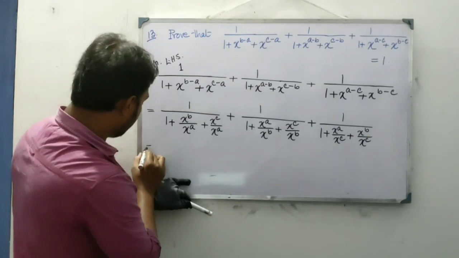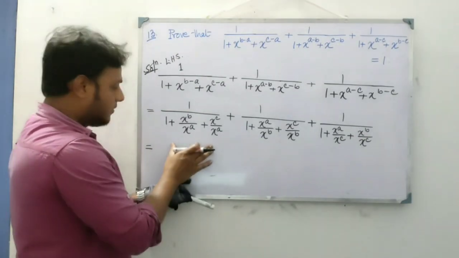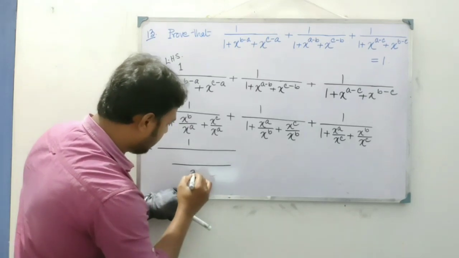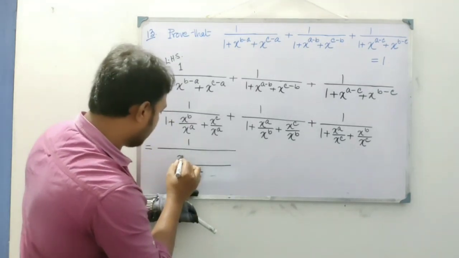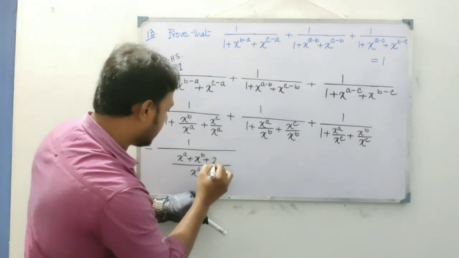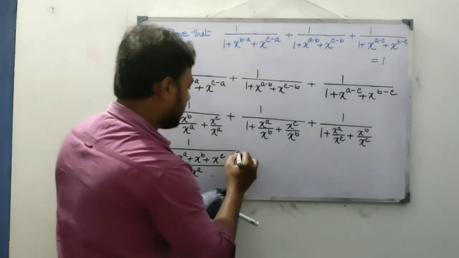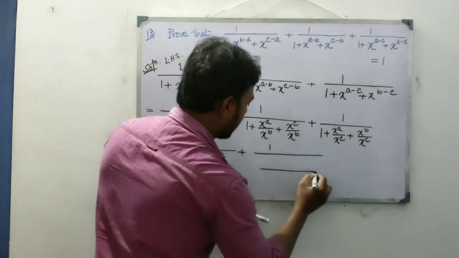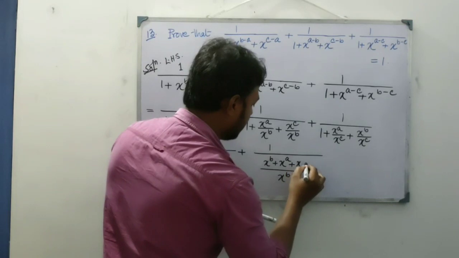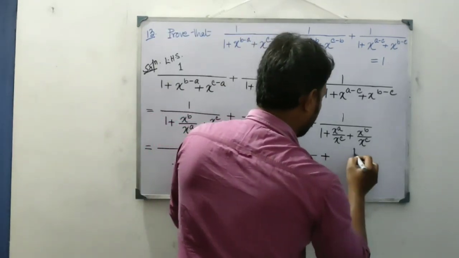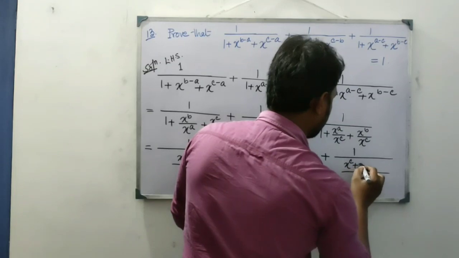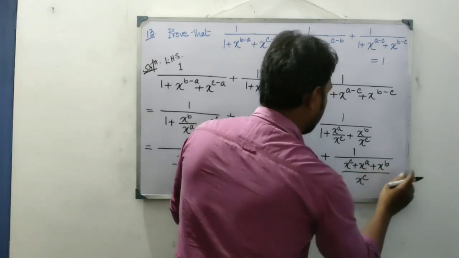Next, after that, if we take LCM in the denominator, then it will be 1 by x to the power a, and the numerator will be x to the power a; x to the power a cancels out, so we place x to the power b plus x to the power c, plus LCM x to the power b, so x to the power b plus x to the power a plus x to the power c, plus 1 by x to the power c, x to the power c plus x to the power a plus x to the power b.